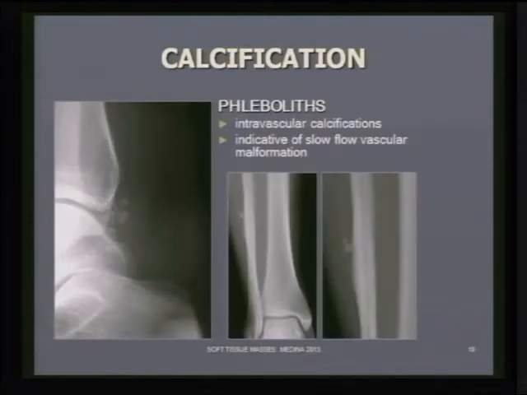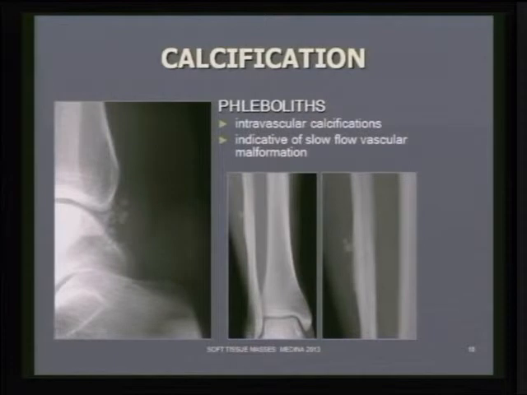So here we see the classical examples of phleboliths, just like we see them very commonly on pelvic radiographs. They're well-defined, rounded structures, sometimes with a slightly radiolucent center. And we have two cases here. On your right-hand side, a lateral radiograph of the posterior aspect of the ankle, demonstrating very extensive phleboliths here, and also extending out here into Kager's fat pad, and indicating the presence of a fairly extensive slow-flow vascular malformation.